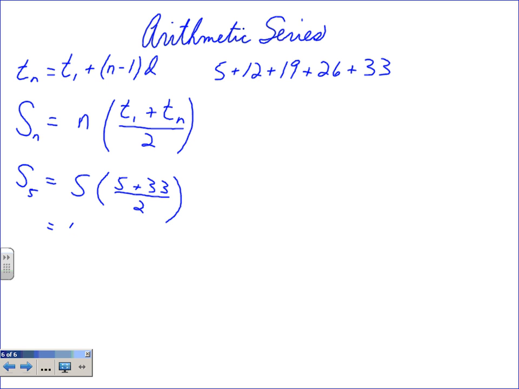And so I have 5 times 5 plus 33 is 38. 38 divided by 2 is 19. 5 times 19 is 76. No, it's 95. Sorry. And so if you were to add those all up in your calculator, you would get 95. That's how the formula works. Okay?